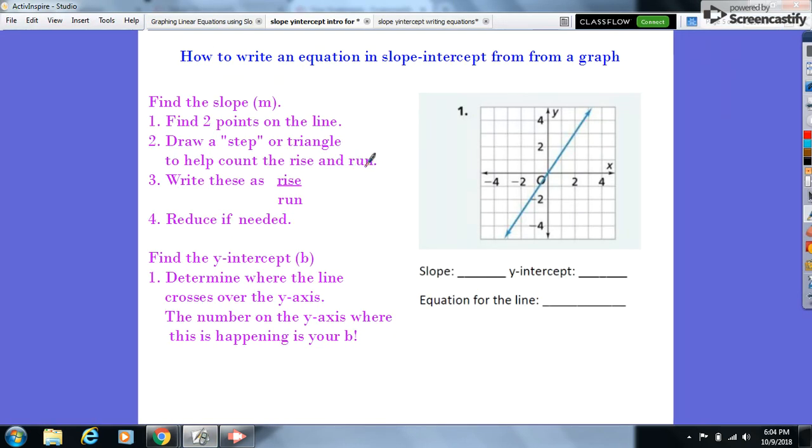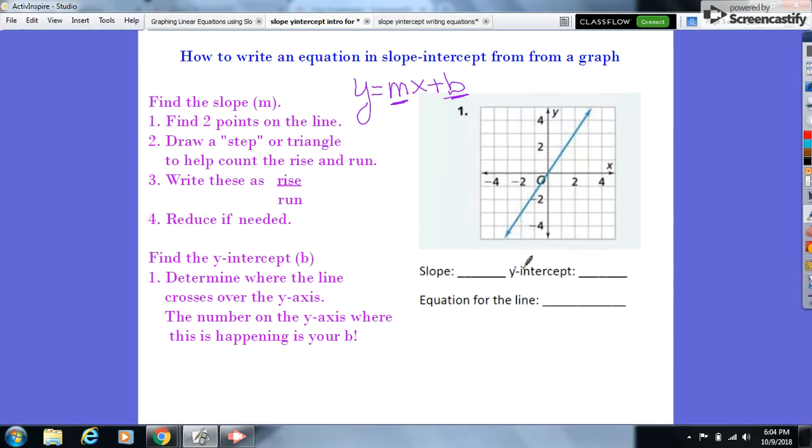Hey y'all, let's take a look at how to write an equation in slope-intercept form from a graph. Here I have my graph. Now, in slope-intercept form, you remember your equation in the end is going to look something along the lines of this: y equals mx plus b. So in order to write this equation, I need to come up with two things: a slope and a y-intercept.